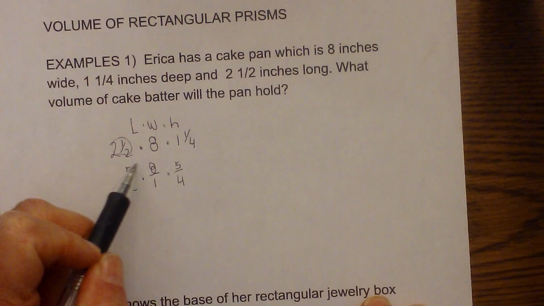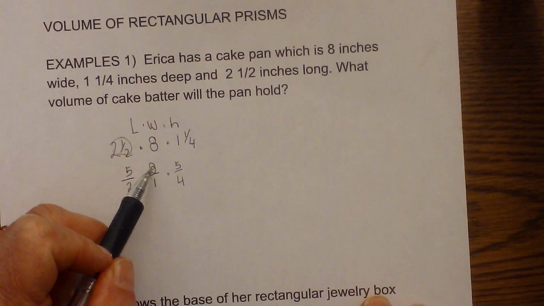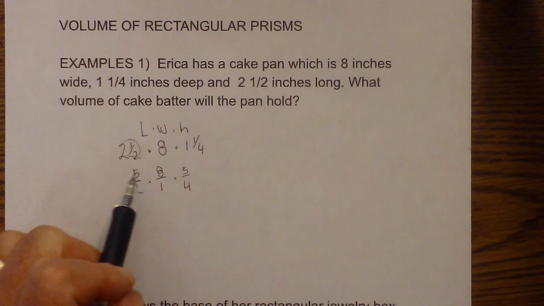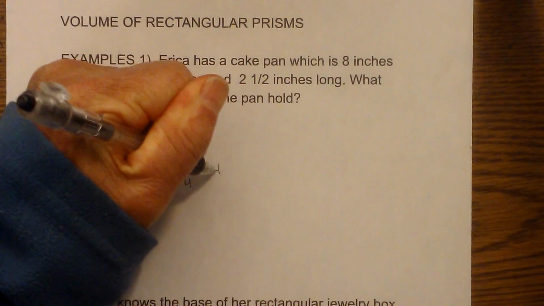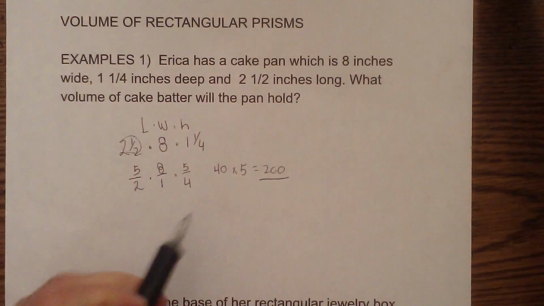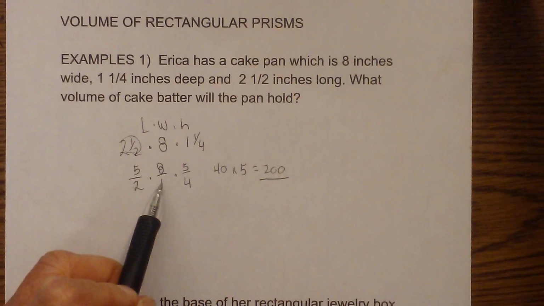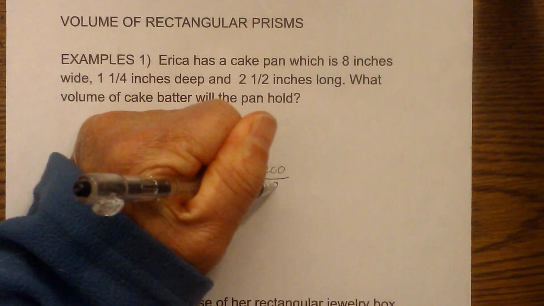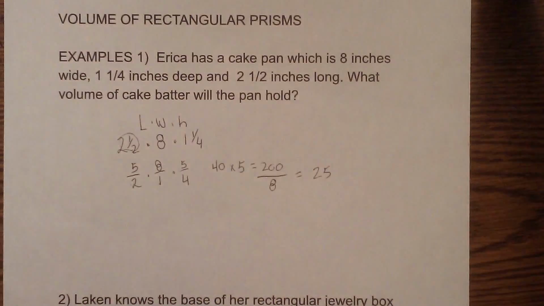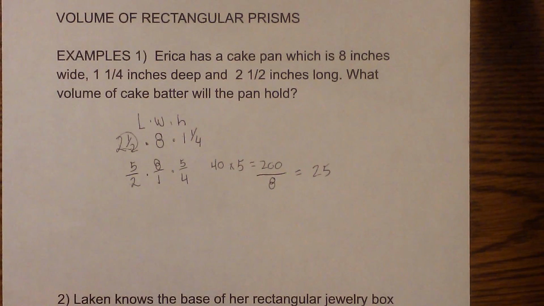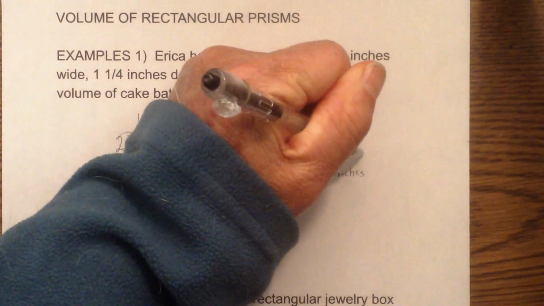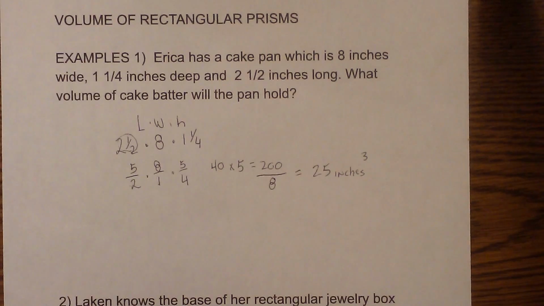5 times 8 is 40. And then 40 times 5 is 200. And that will be over 2 times 1 is 2, 2 times 4 is 8. And 200 divided by 8 is 25. Okay, so we are not complete yet. It is inches cubed, because remember, volume is cubed.